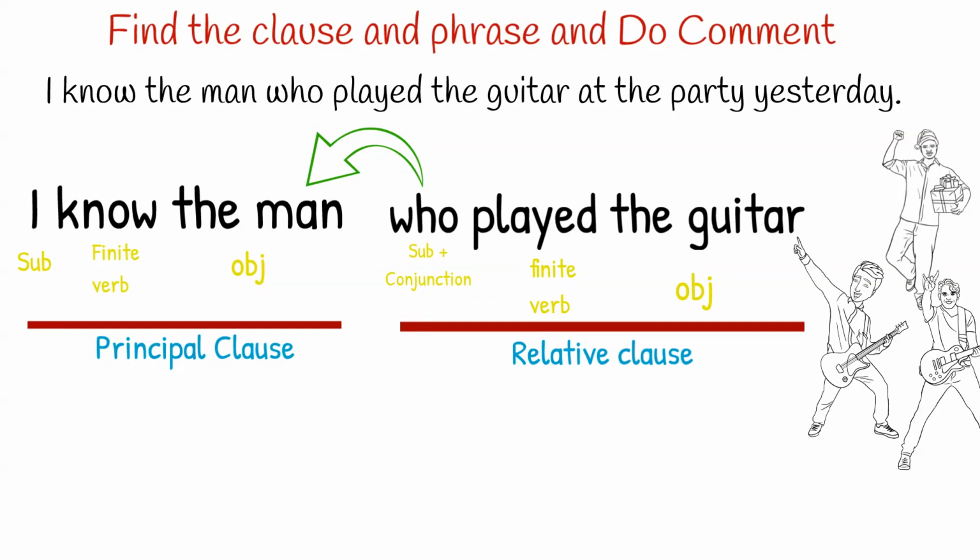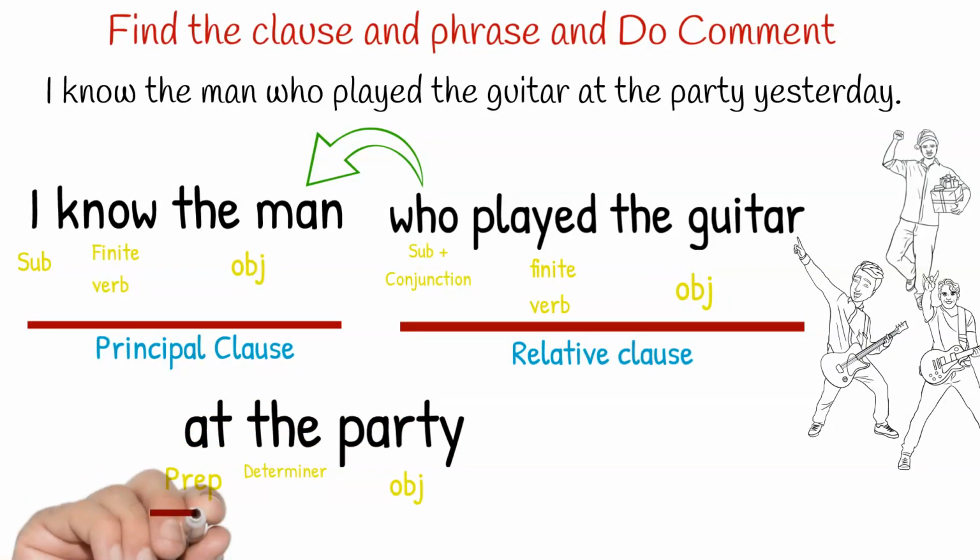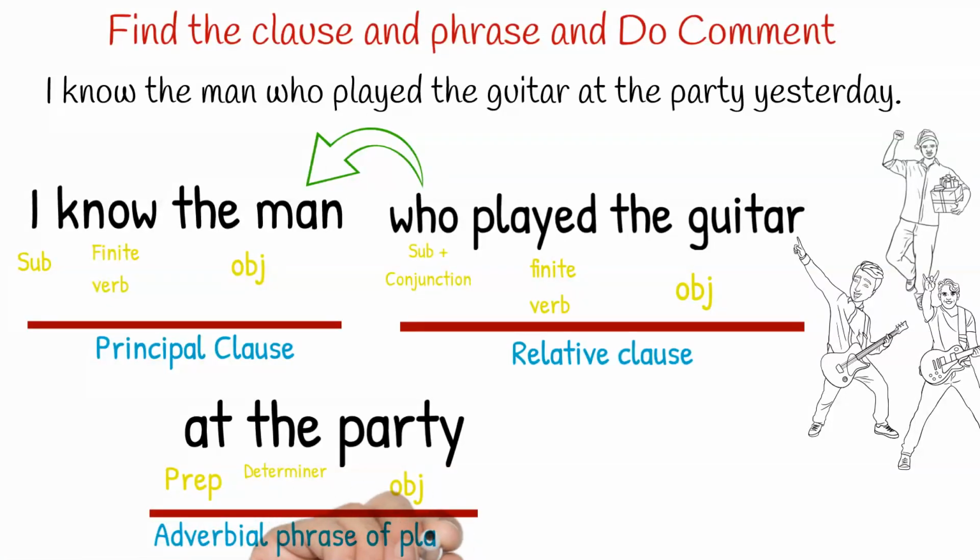Now this subordinate clause qualifies the noun the man. If one asks which man we are talking about, then who played the guitar specifies that man. As this subordinate clause acts as an adjective, it is an adjective clause, or we can say the relative clause. Next. At the party is a group of words that doesn't have its subject and a finite verb. And it cannot convey its meaning properly. So it is a phrase.